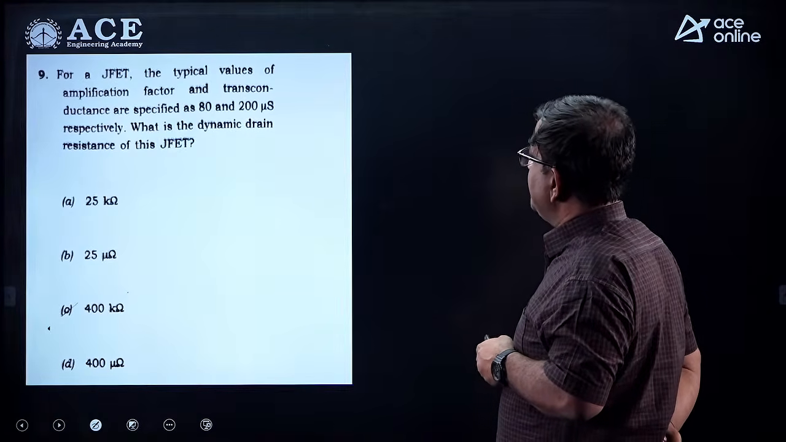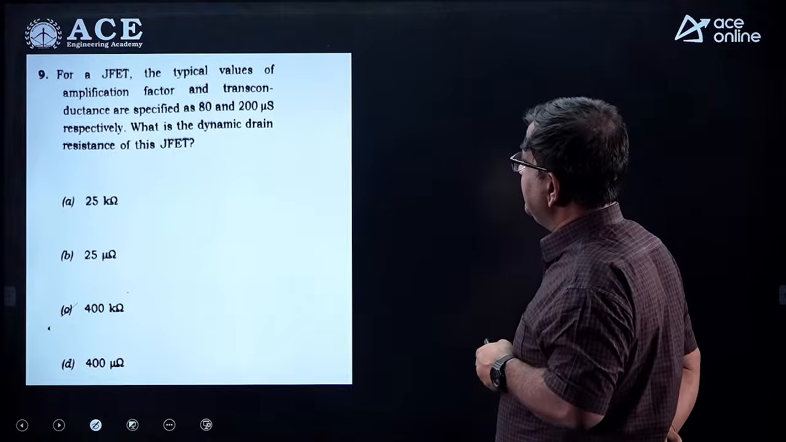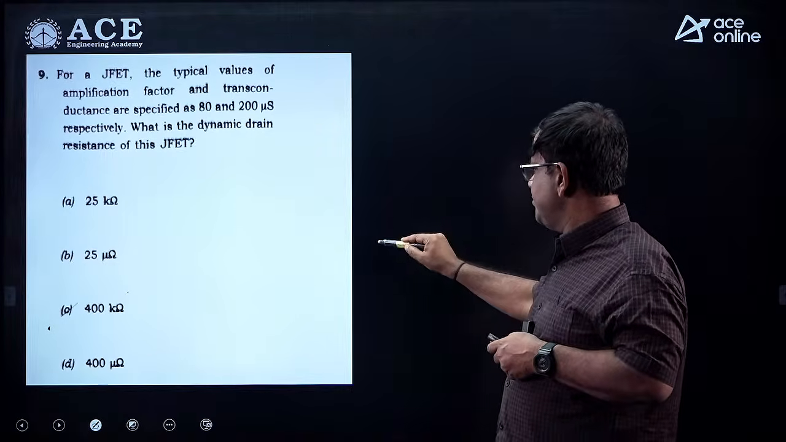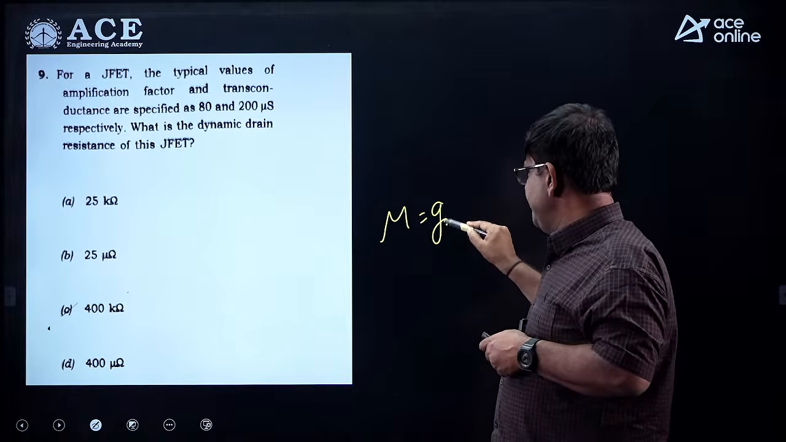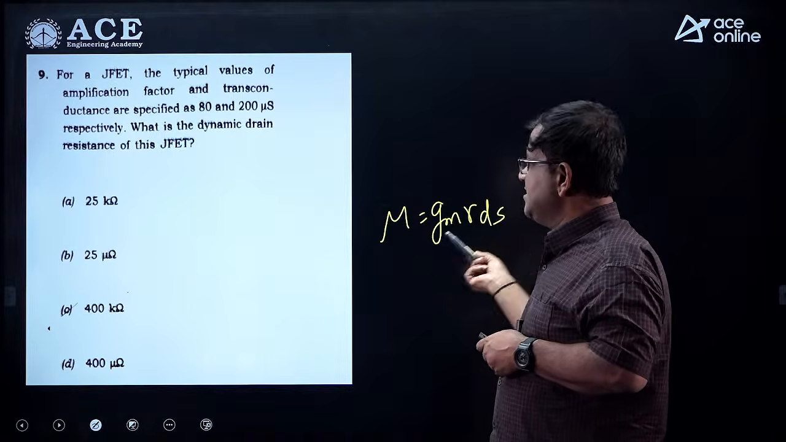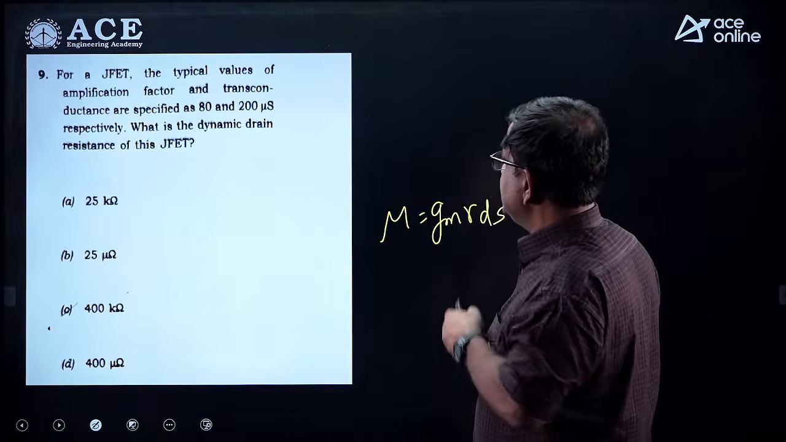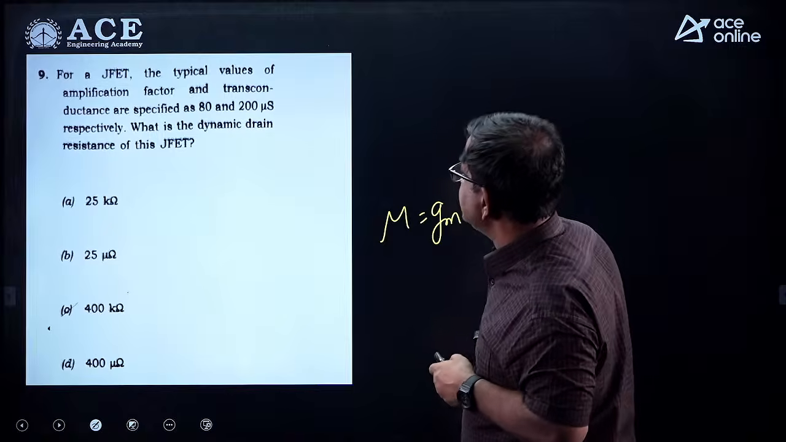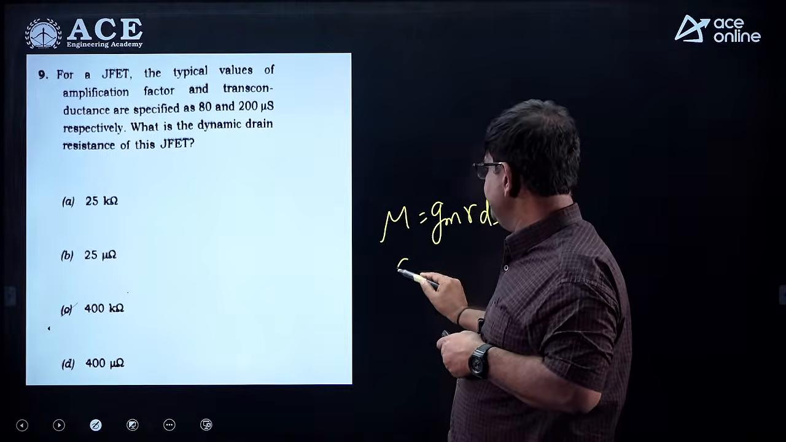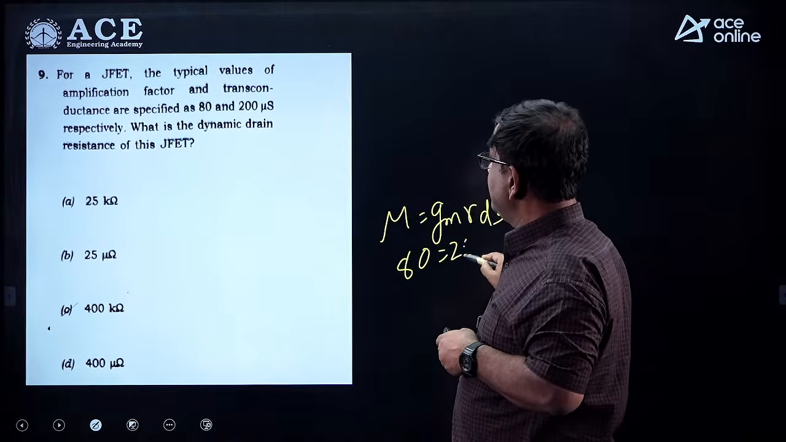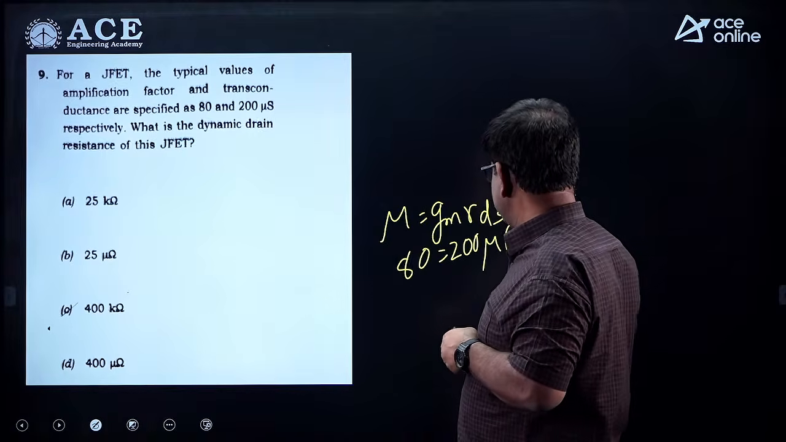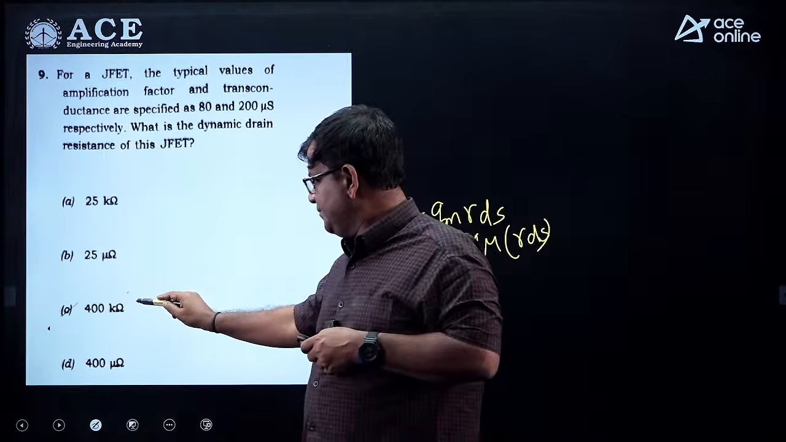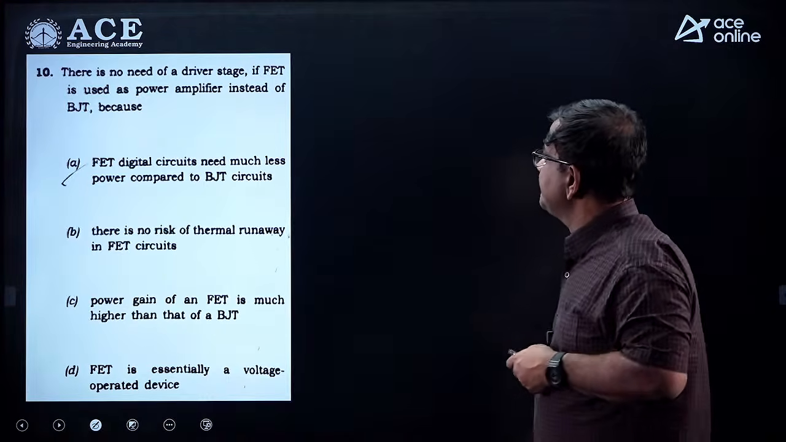For a JFET, the typical values of amplification factor and the transconductance are given. What is the dynamic resistance? It is a simple substitution problem. Mu is gm into rds. Just substitute here: mu, the amplification factor, is 80, gm is 200 micro, and rds is 80 by 2, which is 400 kilo ohms.